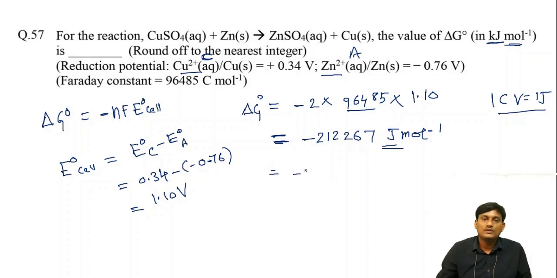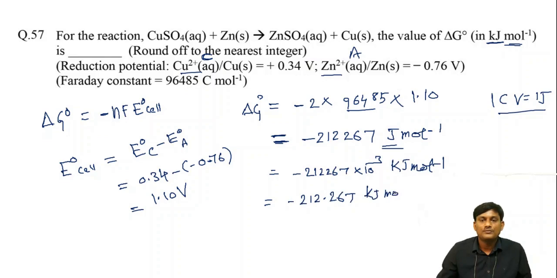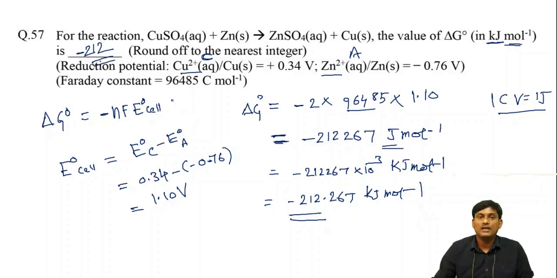So it will be equal to minus 212.267. When you convert joules into kilojoules, you have to multiply with 10 to the power of minus 3, kilojoule mole inverse. So you will get finally minus 212.267 kilojoule mole inverse. Round off to the nearest integer, it will be minus 212. What is the delta G naught value? Minus 212 is the delta G naught value of this cell.